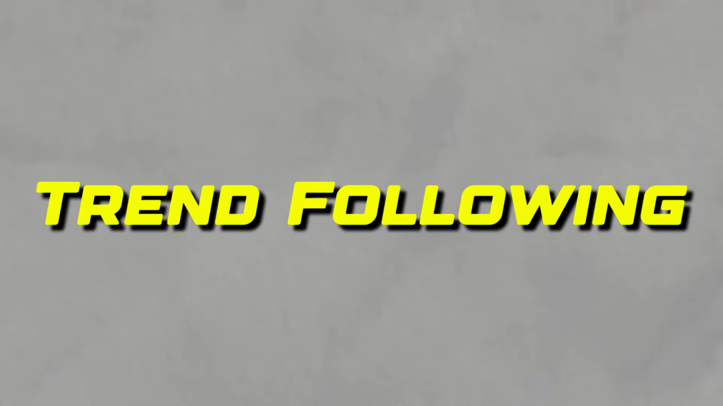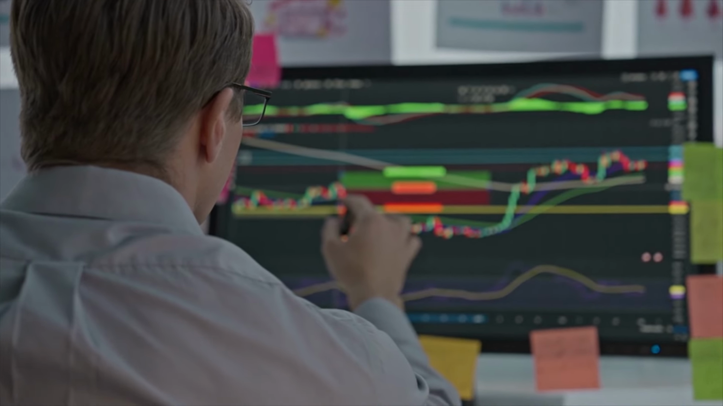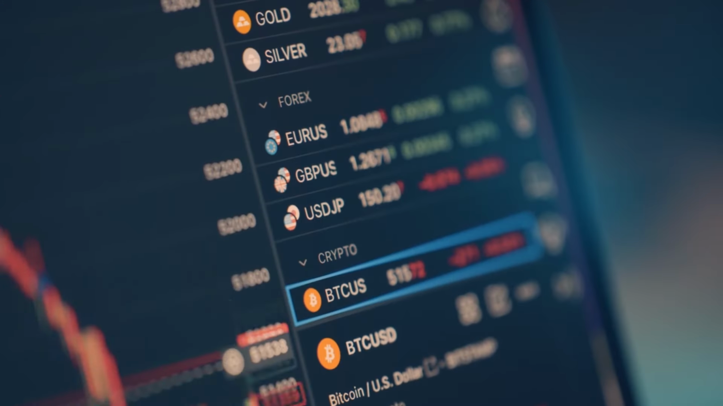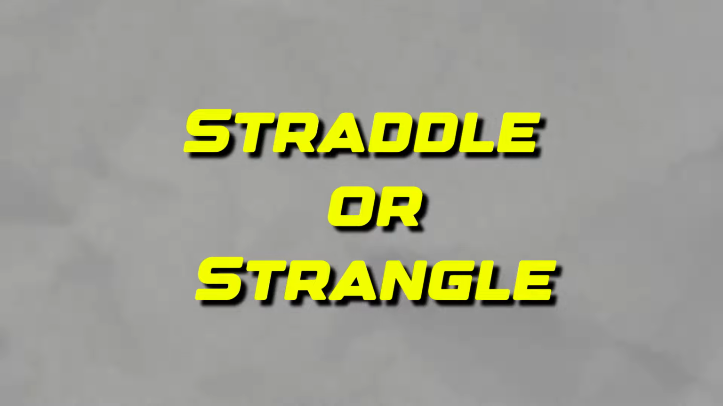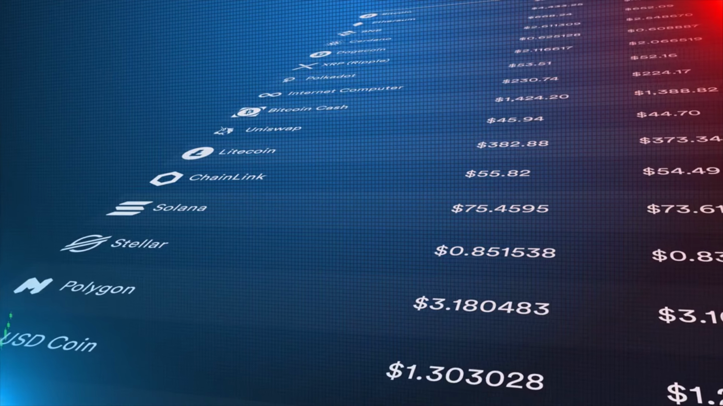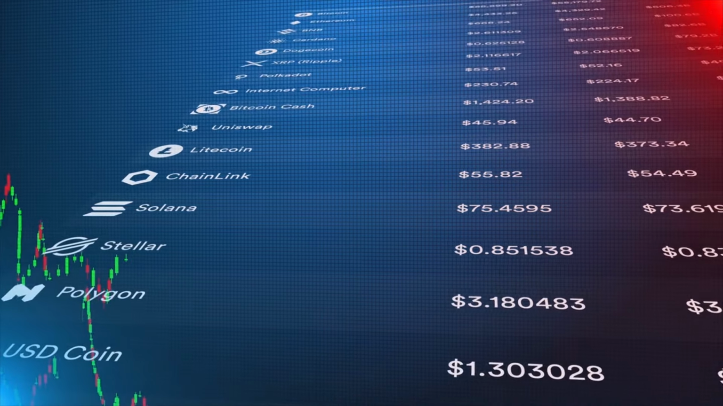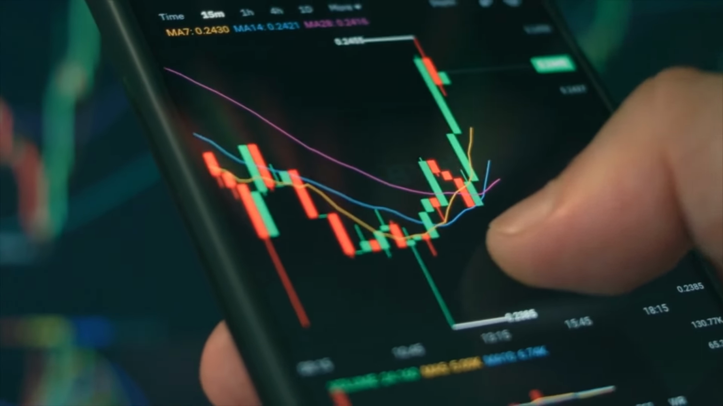Trend following. This strategy involves identifying a strong trend and trading options in the direction of that trend. If the stock is trending up, you can buy call options. And if it's trending down, you can buy put options. Straddle or strangle. These strategies involve buying both call and put options on the same asset, betting that the price will make a large move, but not knowing in which direction. You make money if the asset's price moves significantly in either direction.